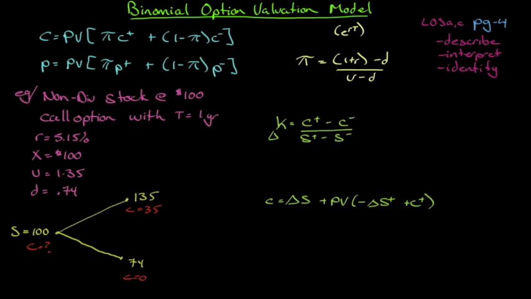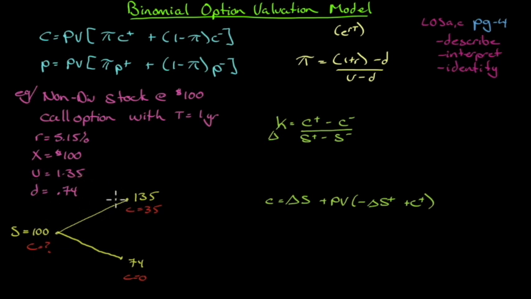Great. Here we go. Let's take a non-dividend paying stock at $100. There it is right there. S equals 100. And we're going to buy a call option, or we're going to value a call option. We don't know if we're going to buy or sell. Let's just say we want to value a call option that lasts 1 year. So C is, well, who knows? It's a European call. We don't know what the price of the call is. We know that r is 5.15%. The strike price is $100, so we have a $100 strike. We have an up move, 35.